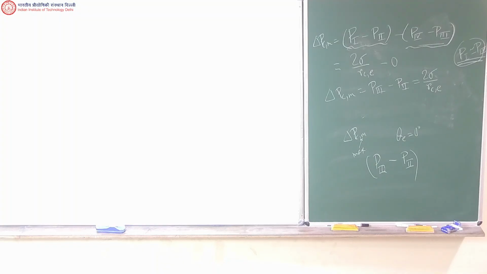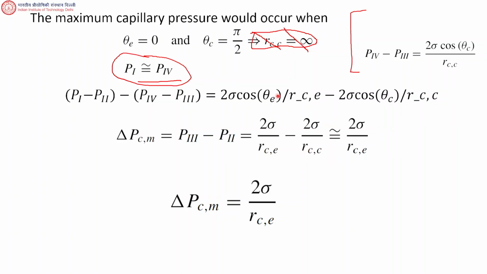So I have taken these equations, again from Professor Lee's book. Same notations, but I'll tell you where I had a difficulty. So theta E is 0, I told you why. Theta C is pi by 2. That also I told you why.